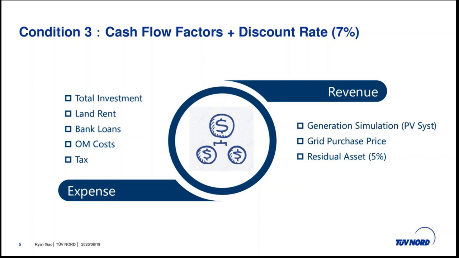Then condition three is the cash flow effect and discount rate. When you need to calculate the LCOE, you need to calculate the expense on the left side and the revenue on the right side. The expense includes the CapEx and OPEX, which are total investment, land rent, bank loans, O&M cost, and tax. And for the revenue, you use the industry-level PVsyst to simulate the energy generation. You need a grid purchase price, which is the electricity price. And you use 5% of the residual assets for the final value. And don't forget that you need a discount rate, normally 7%, which is very fair for this calculation.